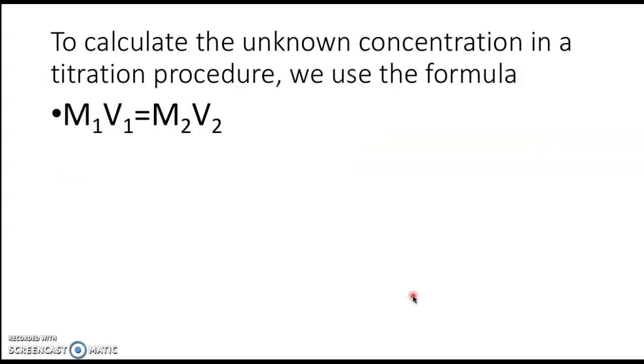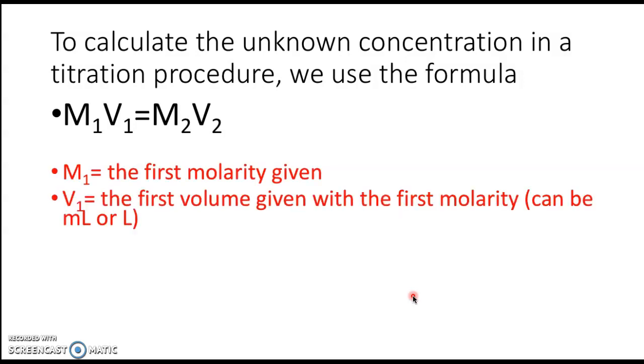To calculate the unknown concentration in a titration procedure, we use the formula M1V1 equals M2V2. It's a proportional problem. So as long as we know it's proportional, we're going to be multiplying, then dividing towards the end. M1 is the first molarity given. V1 is the first volume given with the first molarity.